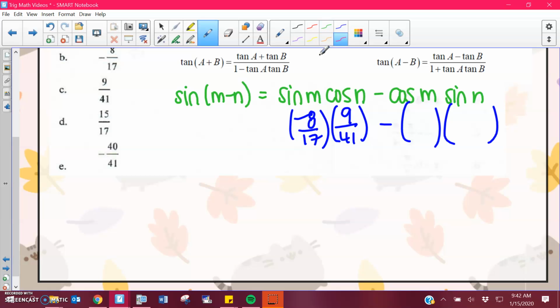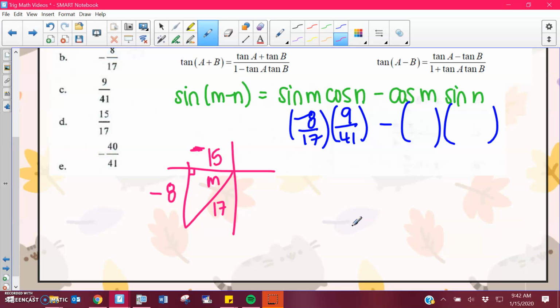So I'm going to go ahead and draw that picture out. This is angle M. And they told me that the sine of M is -8 over 17. So opposite over hypotenuse should be -8 over 17. This is just using SOHCAHTOA. Now if I wanted to find this other leg, I could do the Pythagorean theorem, or if you know that this is a special right triangle, a Pythagorean triple, this last side will be 15: 8, 15, 17.